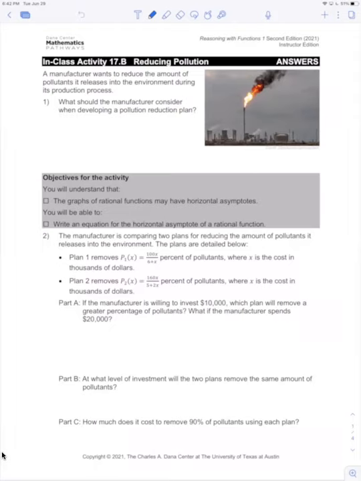Objectives for the activity. You will understand that the graphs of rational functions may have horizontal asymptotes. You will be able to write an equation for the horizontal asymptote of a rational function.